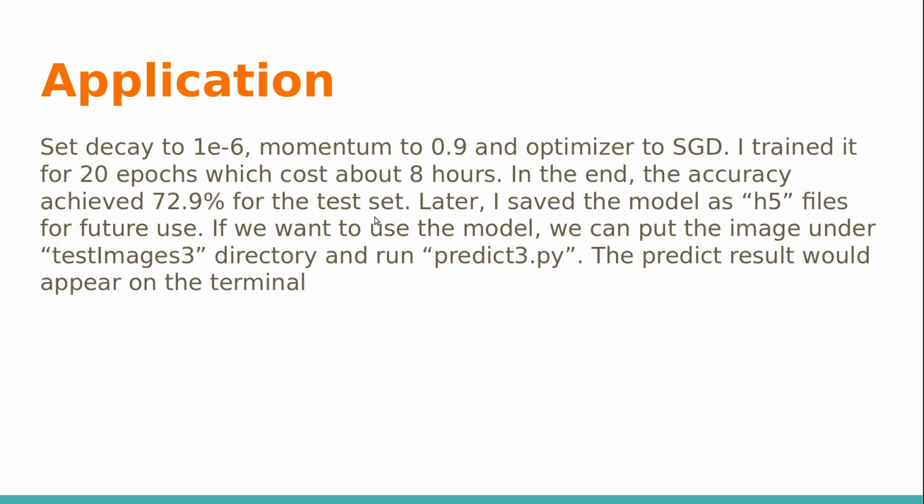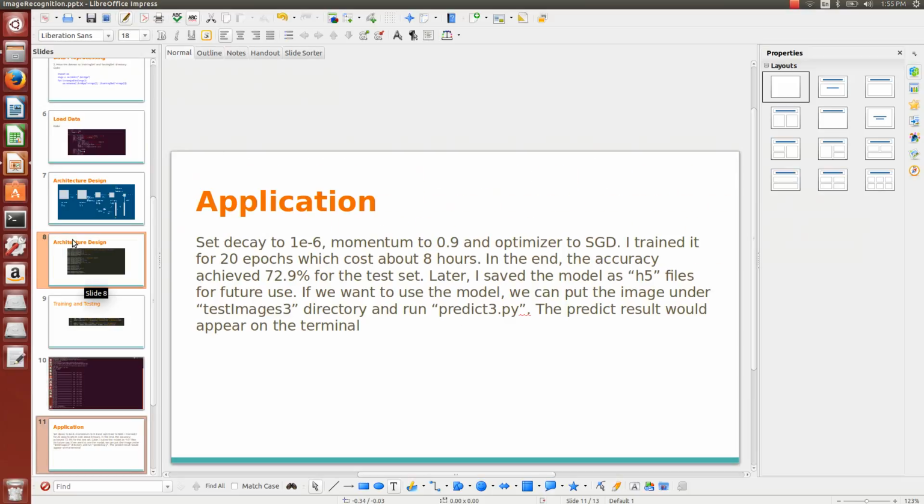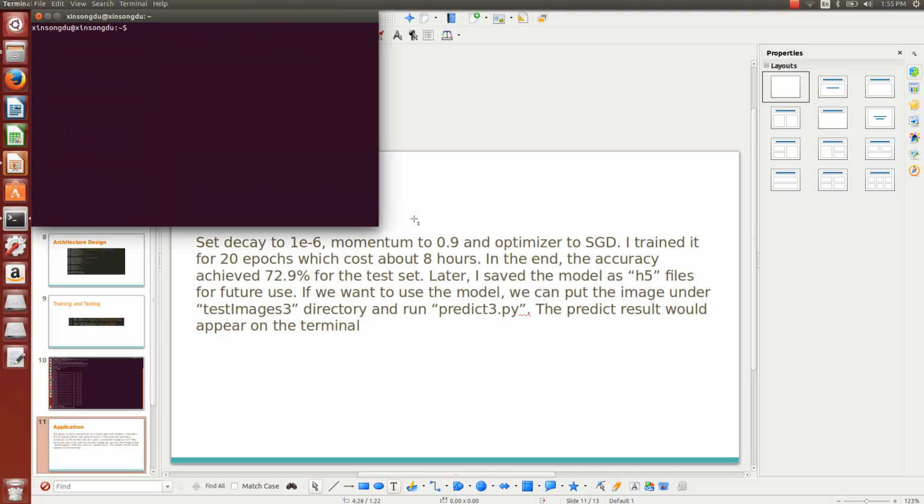For the application part, I'm going to show you how to apply my model to self-defined data. After training, I already saved the model as H5 files for future use. If we want to use the model, we can just put the image under the testing image 3 directory and run predict3.py. The predict result would appear on the terminal. Now let me show you how to do it. First, let's access the server.